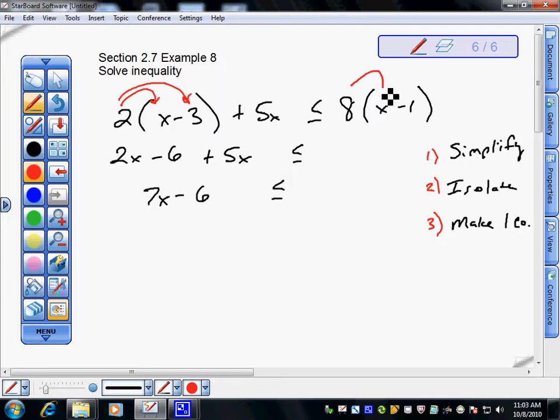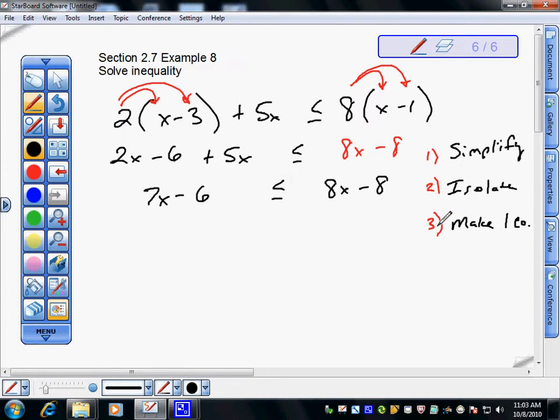Same thing on the right-hand side. I'm going to take that 8, and it's going to give me 8x minus 8. So my next step, I'm just going to carry it right along with me. Now, I'm all done here. I've simplified. Now I'm going to isolate.